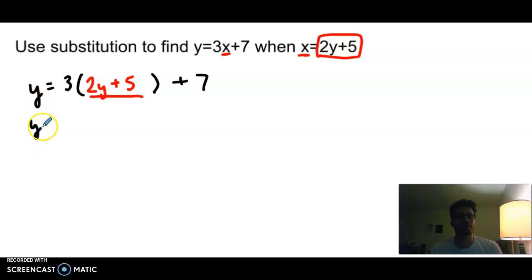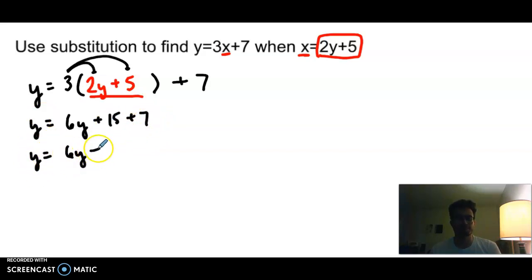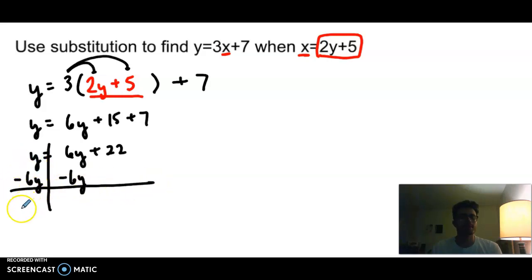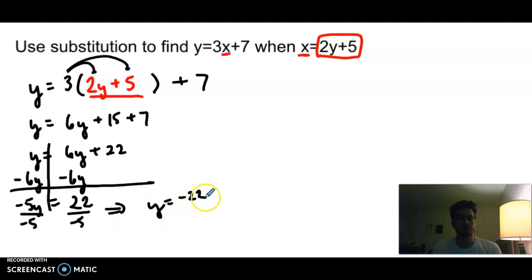Then if I solve, I get y is equal to, we have to distribute. So that's 6y plus 15 plus 7. We can now solve this equation. We have y is equal to 6y, 15 plus 7 is 22. We can subtract 6y from both sides. y minus 6y is negative 5y. That leaves us with 22 on the right, and then we divide both sides by negative 5. And we get y is equal to negative 22 over 5.